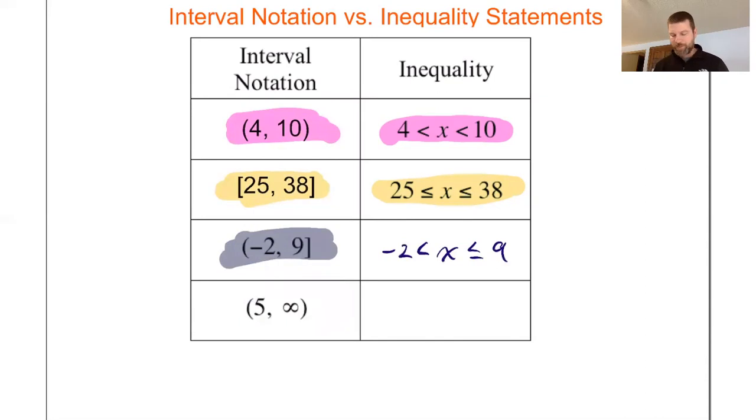All right, this means x can be anywhere from 5 all the way up to infinity. Yes, I can write this like this: 5 is less than x, which is less than infinity. That's a fine way to write an inequality. However, you'd typically see that inequality written like this: x is greater than 5.